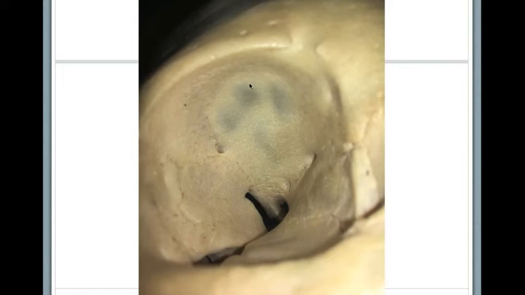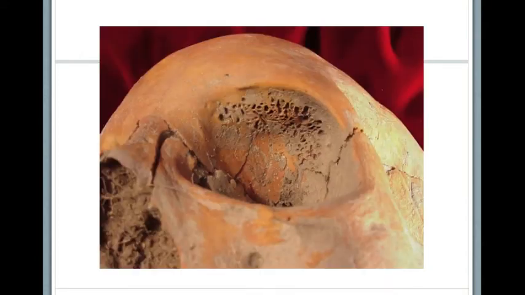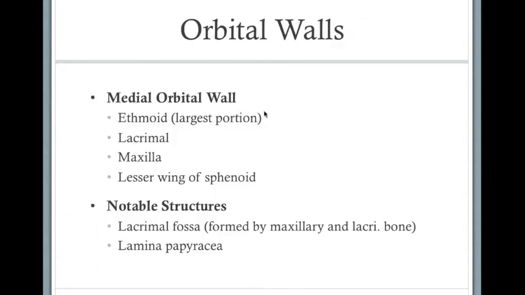And cribra orbitalia is actually a pathologic condition. You won't see it in everyone, but I have this picture right here. Based on my reading, it seems like patients that have anemia seem to have this, but you won't see it on everyone.